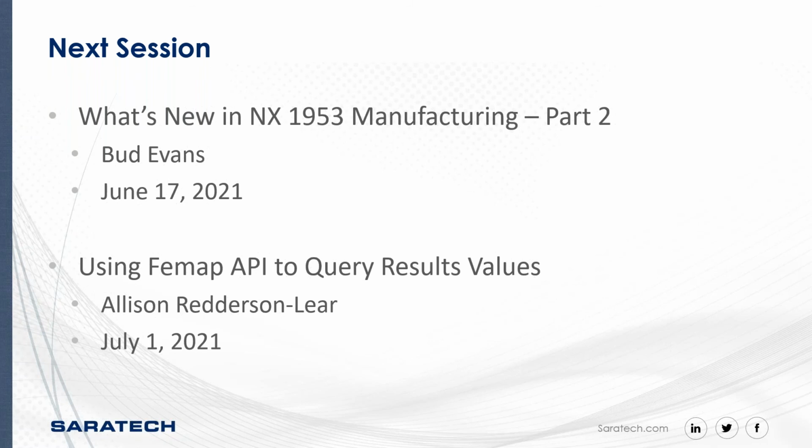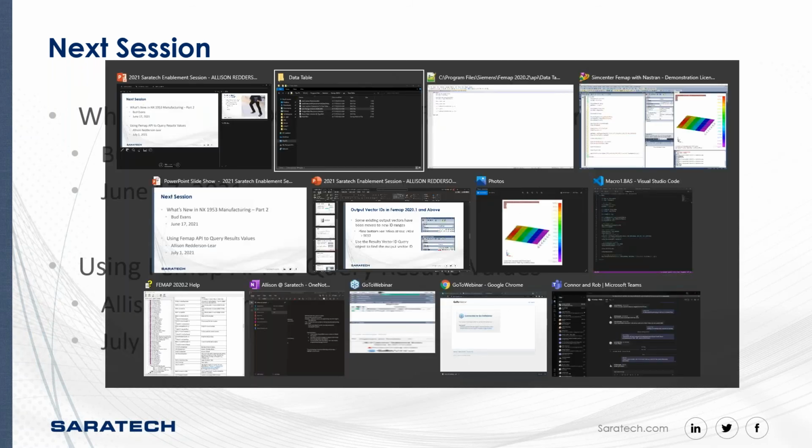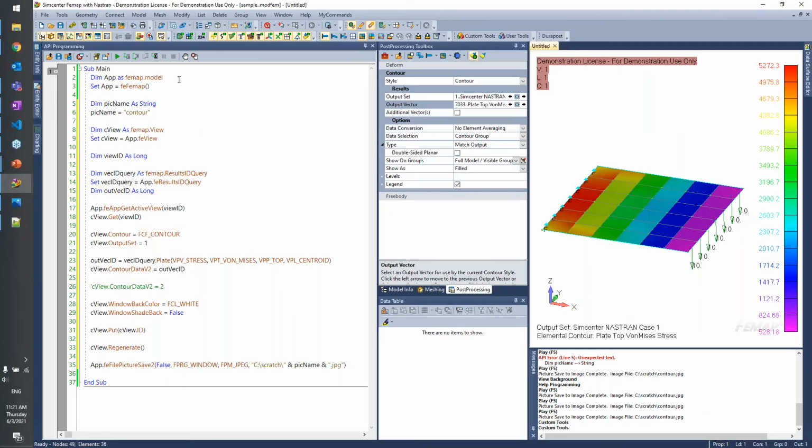Yeah, that's a great question. So in the API programming window, I'll go back over to Femap real quick. So in this window here, this uses VBA or Visual Basic for Applications, and that's going to be exactly the same as the stuff that you use with Excel or any other Office applications. Anything you look up with regards to VBA applies to this window here.